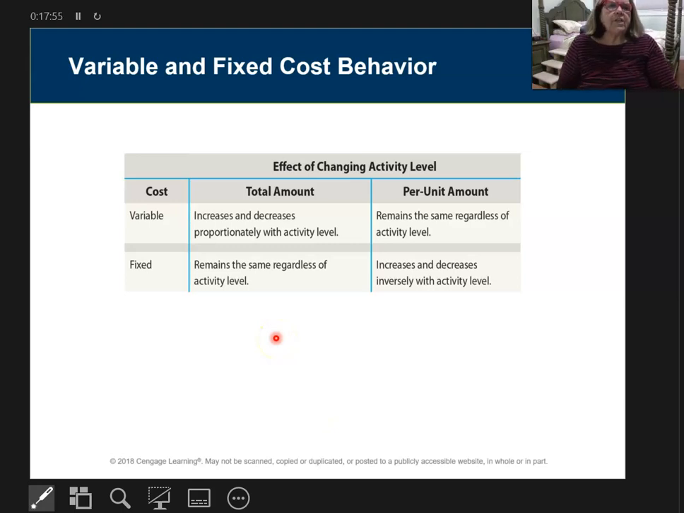These are all charts that you really should know. The effect of changing an activity level: if it's a variable cost, the total amount will increase and decrease proportionately with the activity level. So it'll go the same direction for the total cost, but the per unit remains the same. This was the example of the $10 part we had to buy. A fixed cost's total amount remains the same regardless of the activity level, but the per unit will increase and decrease in the opposite direction.